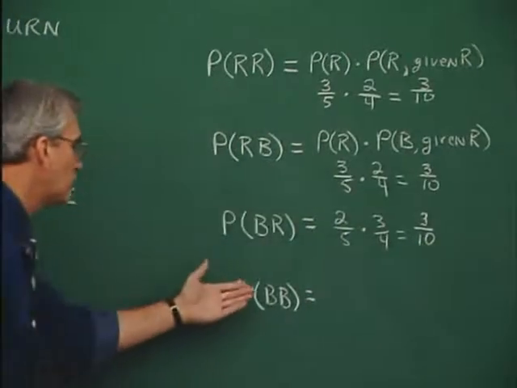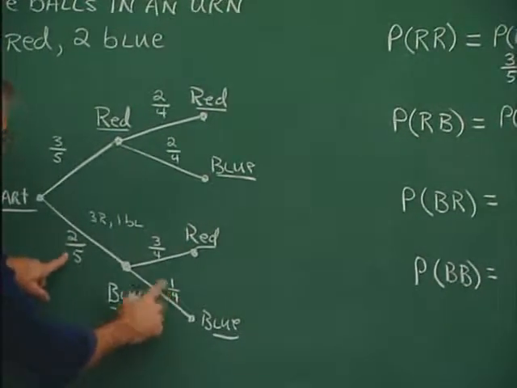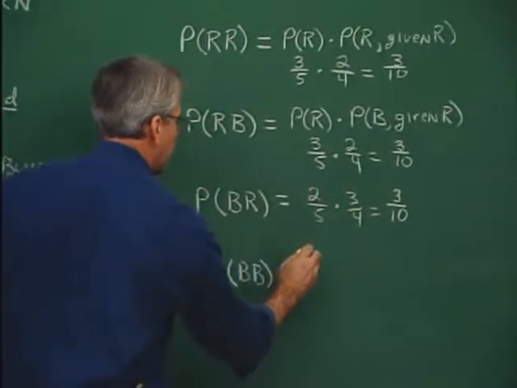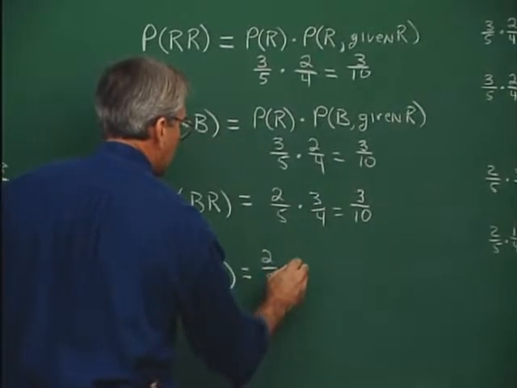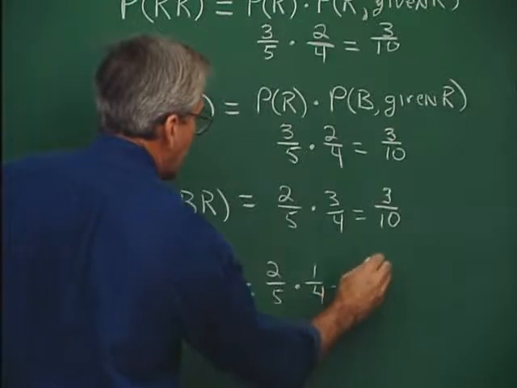And then for the last one, the probabilities are right here on the chart. 2/5 times 1/4. So back over here, and now a cancellation occurs, and this turns out to be 1/10.